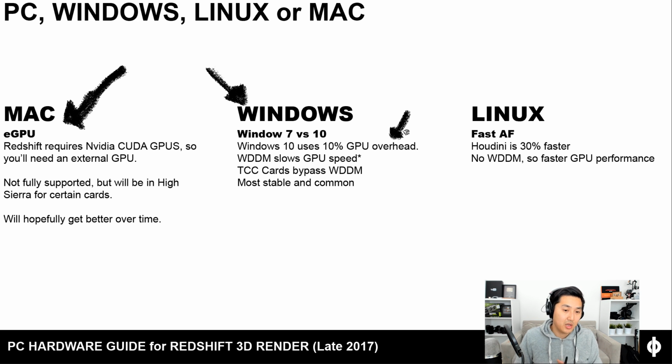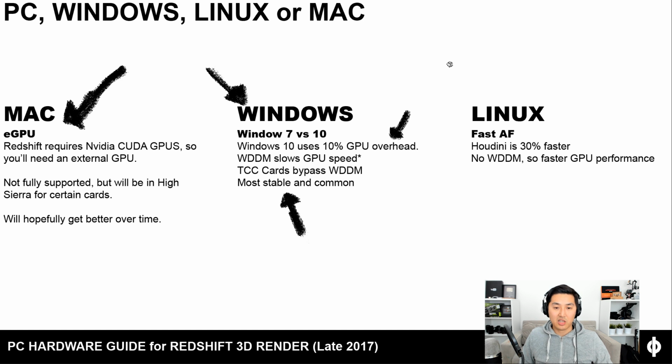Not exactly sure. We talked about it before with the WDDM that slows the communication between the GPU and the CPU, but if you're using the TCC cards, the Titan, the GP100, the P6000, that bypasses that and it gets much faster again. And I would say that Windows is probably the most stable and the most common computer you're going to see for Redshift. That's what I have, and that's what most of the people I've talked to have, whether they got them from Puget Systems or Box, or they built their own. Windows 10 seems like the way to go, at least right now.